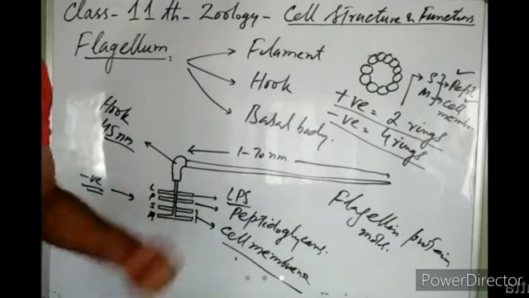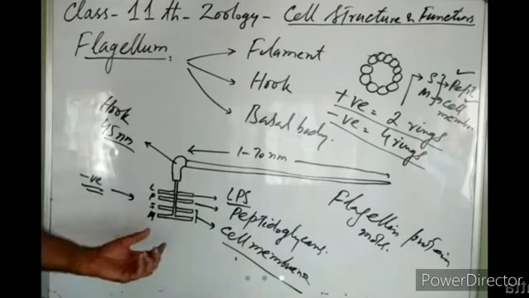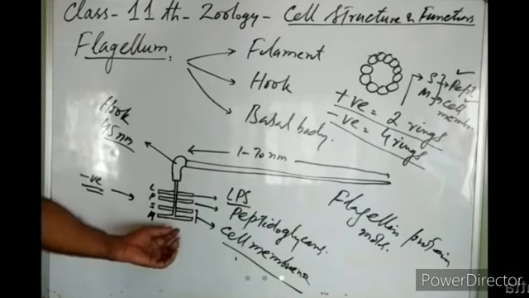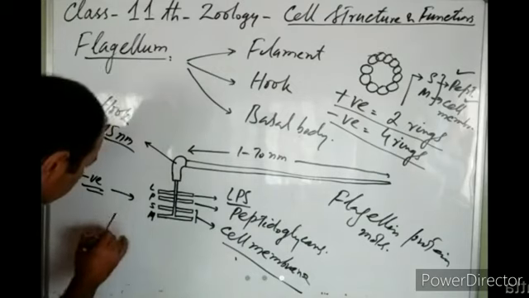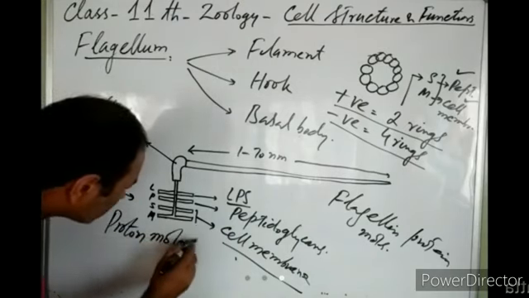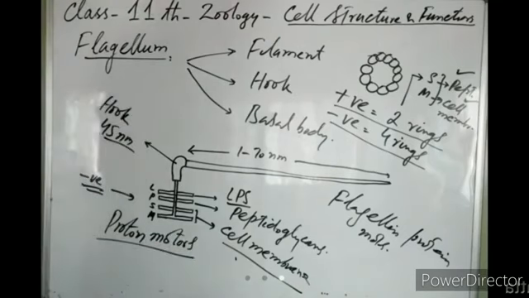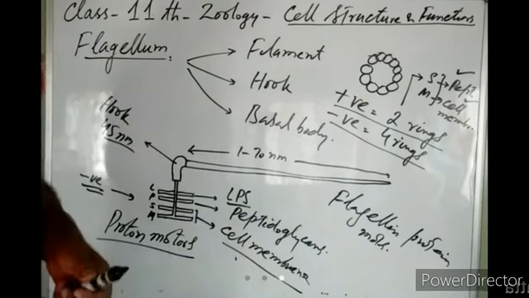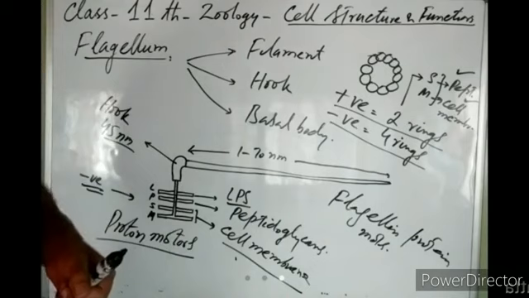So how does this flagellum rotate? This flagellum rotates by the movement of the rings of the basal body. In these rings, there are proton motors. Those proton motors make movement by the flow of protons through them.